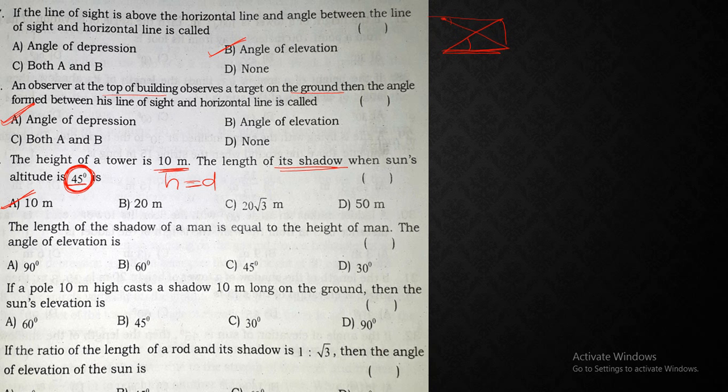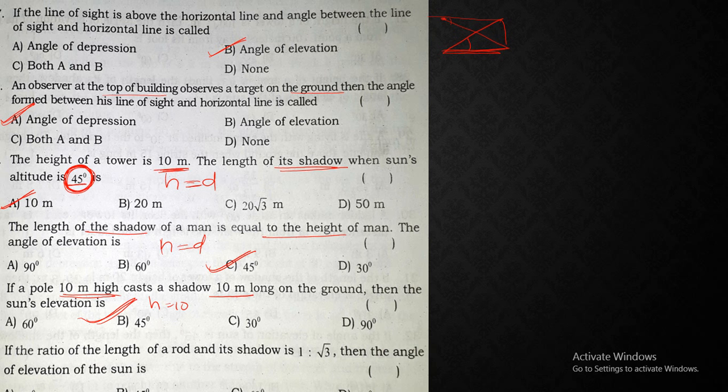So just remember, the length of the shadow of a man is equal to the height of the man. So H is equal to D. So clearly the angle is 45 degrees. If a pole is 10 meters high, so height is equal to 10, and the shadow is also equal to 10, then the sun's elevation is 45 degrees.